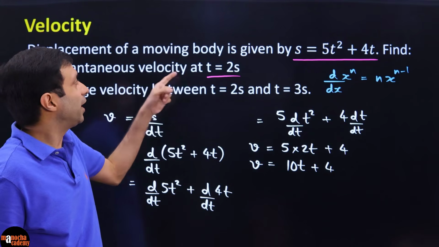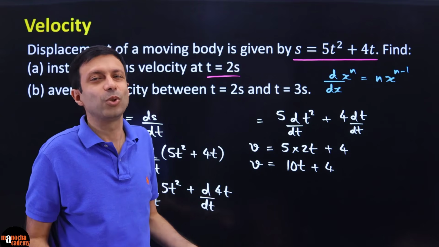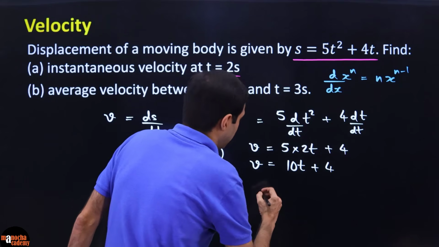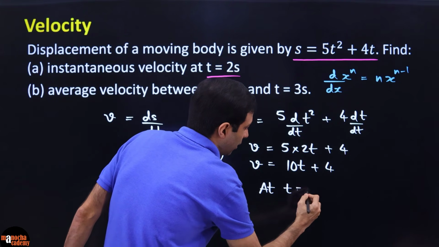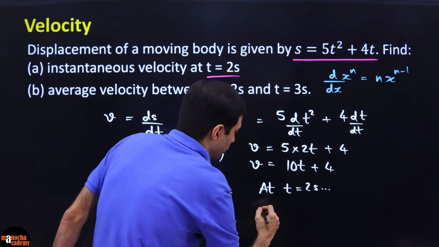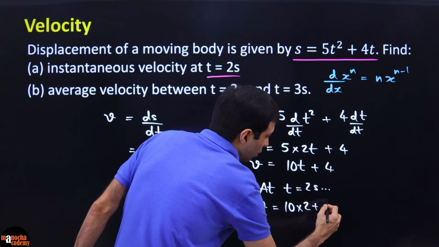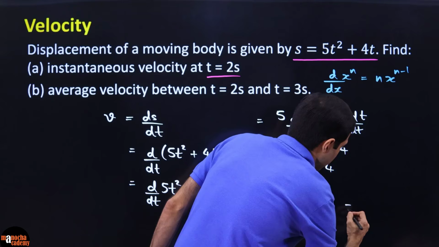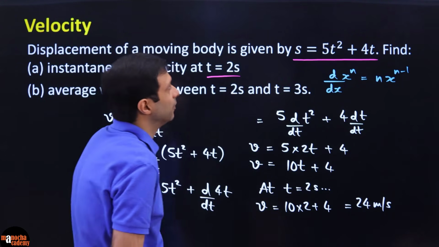But the question said find the velocity at time t equal to 2 seconds. So it's very easy. All you have to do is substitute t equal to 2 seconds here. Done. So what is the velocity at 2 seconds? We can say at t equal to 2 seconds, the velocity is going to be v equal to 10 multiplied by 2 plus 4. So what is the answer? 20 plus 4, 24. And guys, don't forget the units, 24 meter per second.